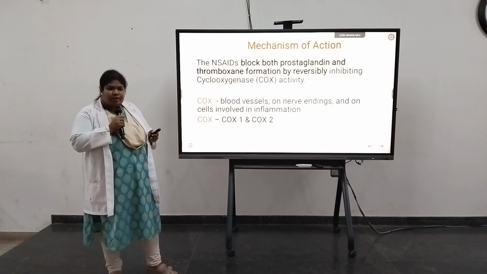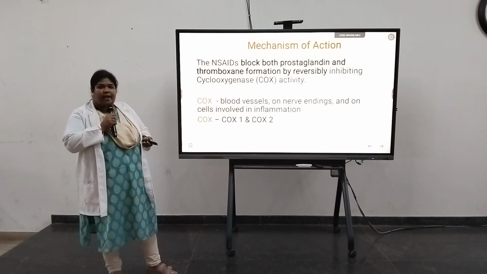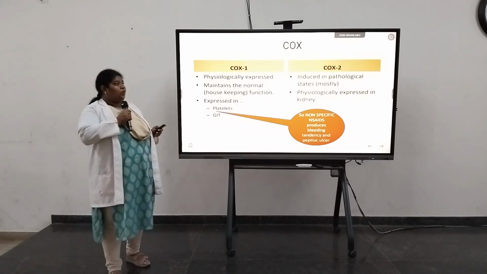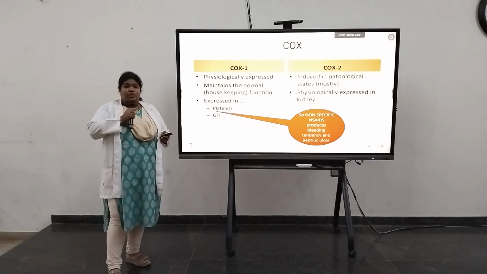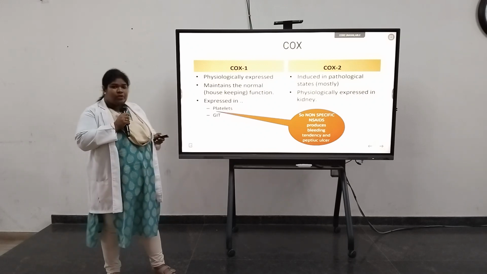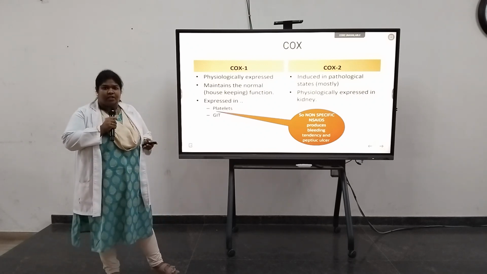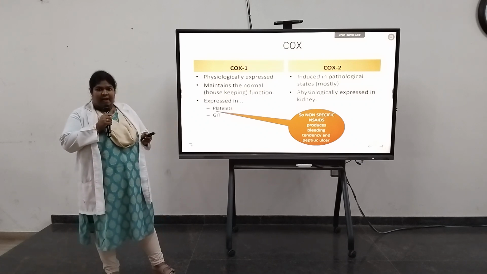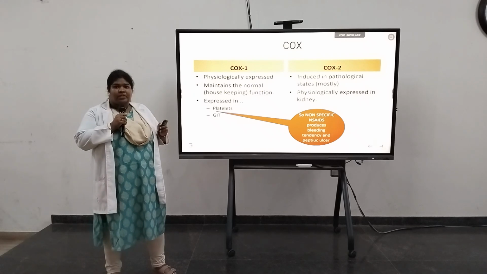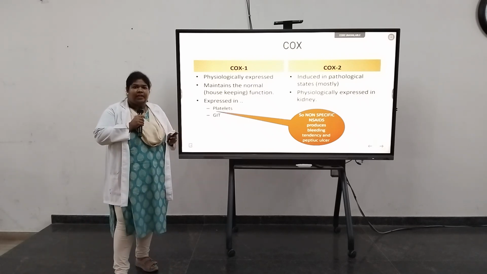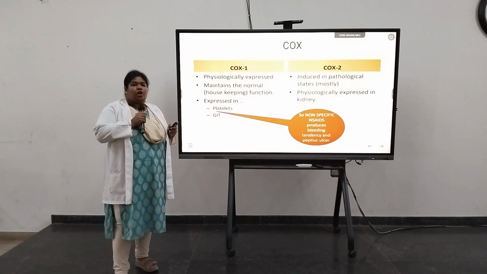There are two isoforms of the COX enzyme, that is COX-1 and COX-2. So noting down the difference between COX-1 and COX-2. COX-1 is ubiquitously present in all the cells and is also present in platelets and GIT. COX-2 is mainly inducible during inflammation. So the major COX enzyme which is involved in inflammation will be your COX-2.